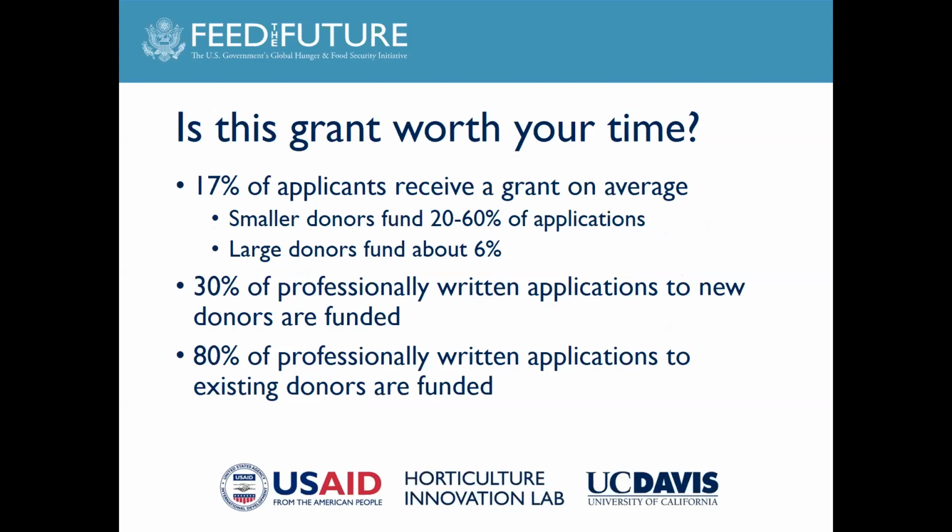So here's some numbers to give you an idea. 17% of applicants on average receive grants, but the difference is huge between small donors and large donors. Now, remember we talked about those small funds and foundations and trusts. They generally give about 20 to 60% of applicants some money. Those large donors like USAID and UKAID only give about 6% of applicants money.